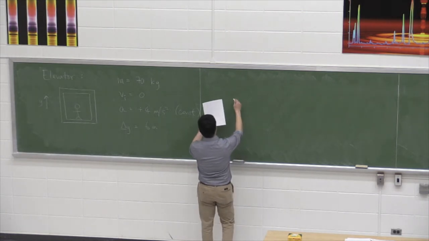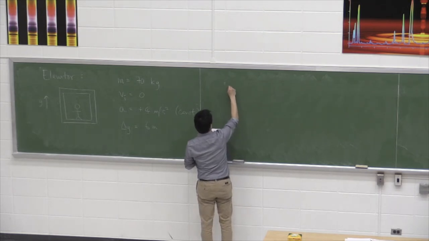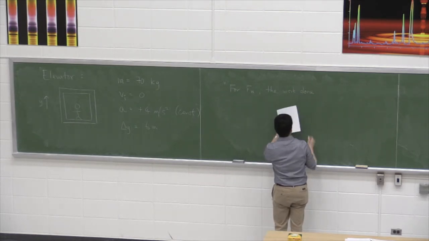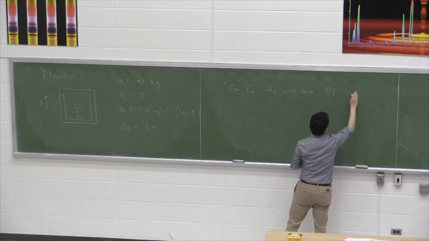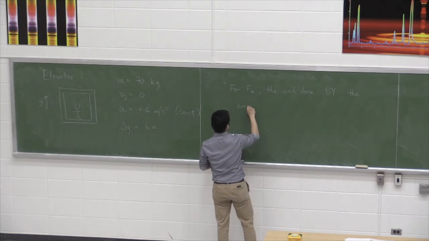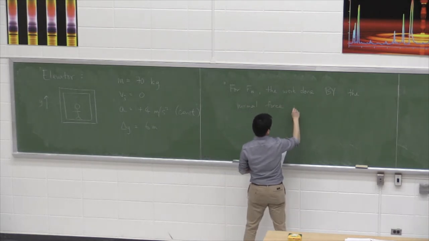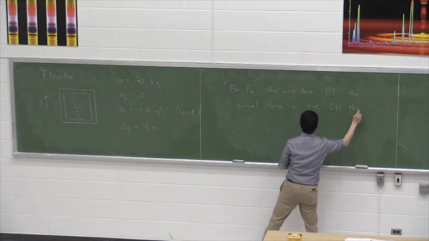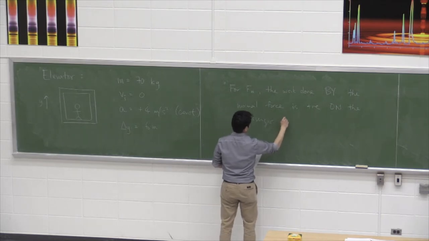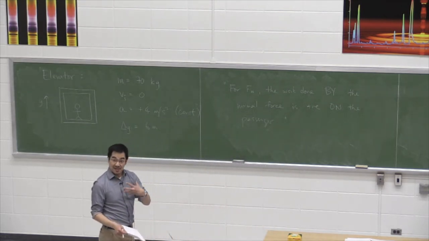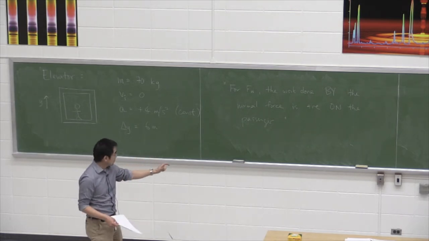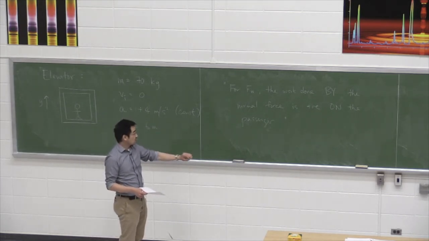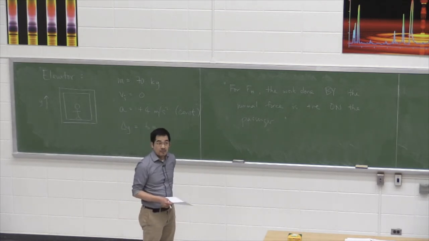The way you really word this precisely is you say the following. For Fn, the work done by the normal force is positive on the passenger. So the work is being done by a force, and it has a sign associated with it. It's positive on the passenger. Likewise, for gravity, the work done by the gravitational force, or the weight, is negative on the passenger in that case.